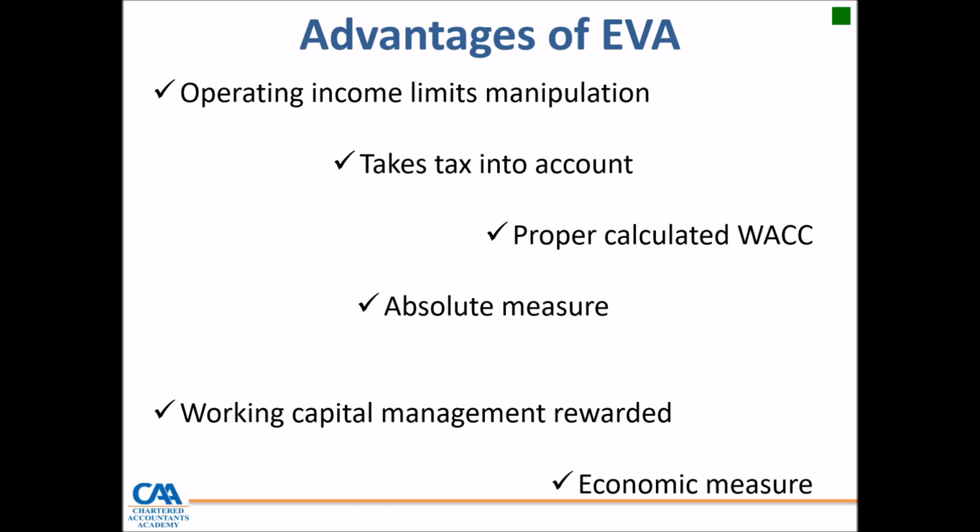Now let's discuss the advantages and disadvantages of economic value added. For economic value added, the operating income limits manipulation. The accounting adjustments that we just discussed remove IFRS distortions and provide economic profit. This removes the element of manipulation, that is, those accounting adjustments are the way manipulation might normally happen. So by adjusting for those accounting adjustments, it removes those distortions and provides economic profit.